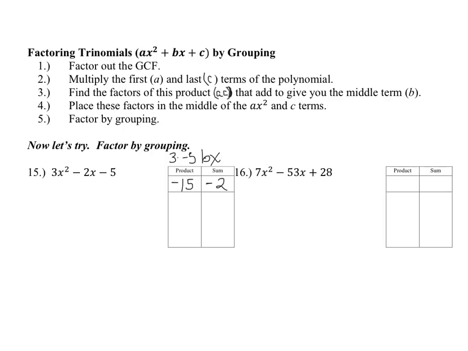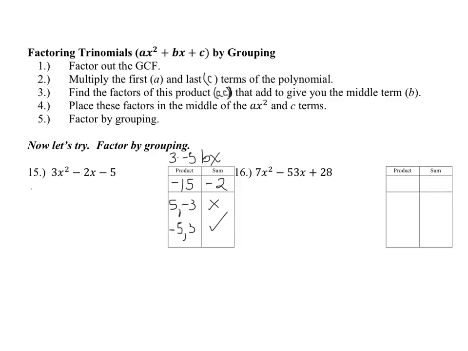Thinking of factors of 15, because it's negative, we know our signs have to be different. So I could do 5 and negative 3, right? But if I add those together, does that give me negative 2? It doesn't give me negative 2, but it does give me 2. So that means my sign just has to be on the bigger number. Negative 5 times 3 does give me negative 15, and it adds to give me negative 2. So I found the two things that I'm adding together to give me that middle term.